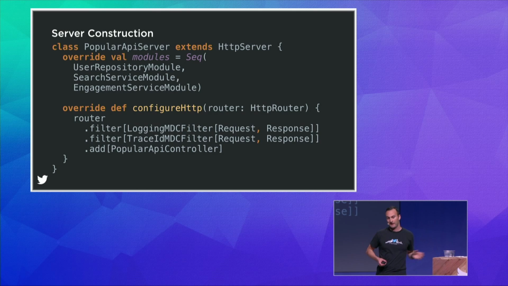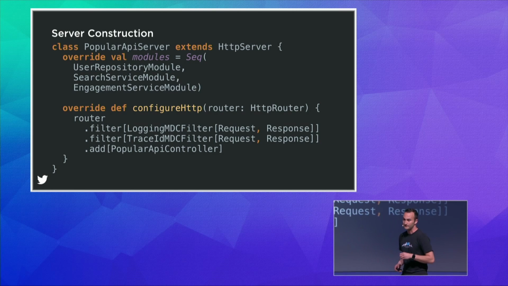So now let's look at how we would add that controller to our server. In this case, we're an HTTP server, so we'll extend the HttpServer class. We'll then provide a list of Guice modules for some of the classes we wish to inject. And then we override the configureHttp method. We specify filters, and we specify controllers that we wish to serve.